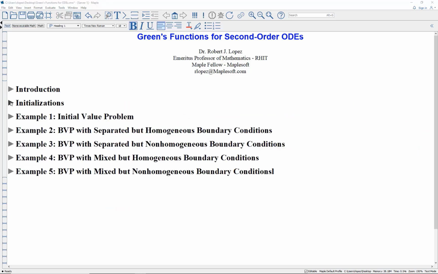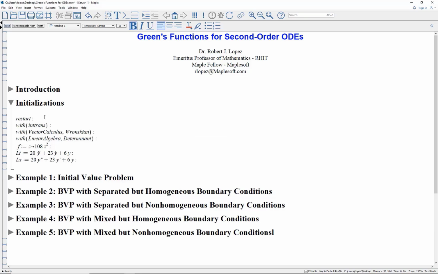Since we're going to be working in Maple, here are a few initializations that will be helpful. So we do a restart and bring in the inttrans package to access the Laplace transform commands. We're going to make use of the Wronskian command in VectorCalculus and the Determinant command in LinearAlgebra. Now, the right-hand side of our second order differential equation will be this function. When we do an initial value problem, we'll differentiate with respect to t, and I'll call that operator LT. And when we do a boundary value problem, we'll differentiate with respect to x, and I'll call that operator LX.